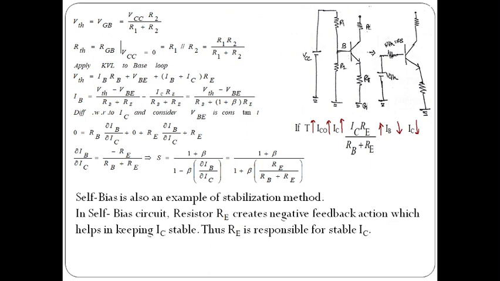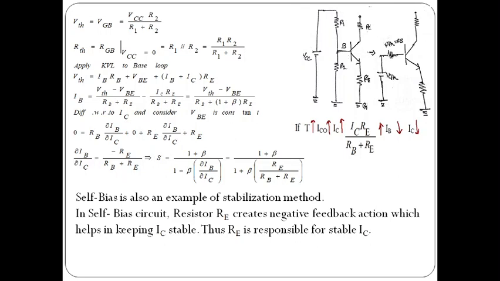We need to consider the Thevenin equivalent circuit, so we can calculate the Thevenin values. VTH equals, sorry, I wrote VGB, but it is VBG, base to ground. VThevenin equals VBG equals VCC into R2 by R1 plus R2. RTH equals, since R1 and R2 are in parallel, R1 R2 by R1 plus R2.